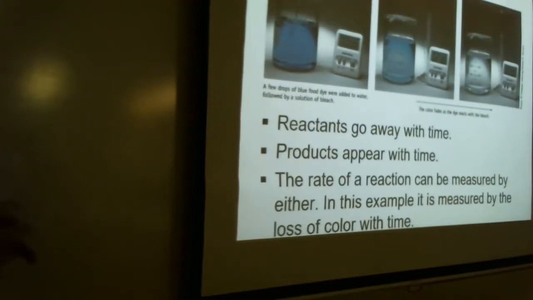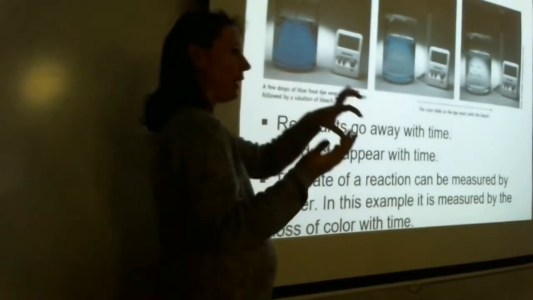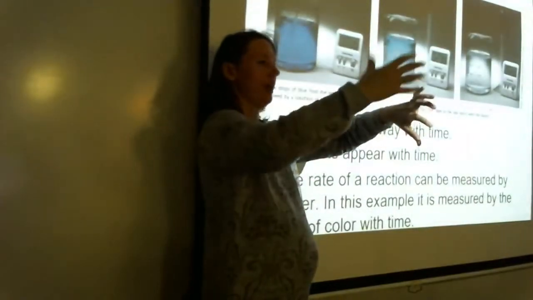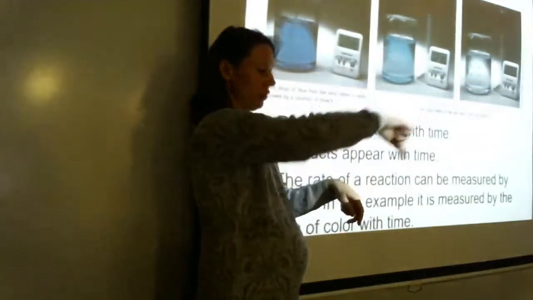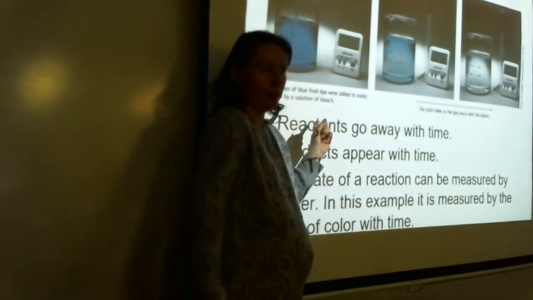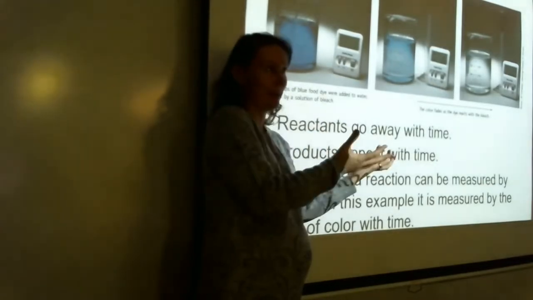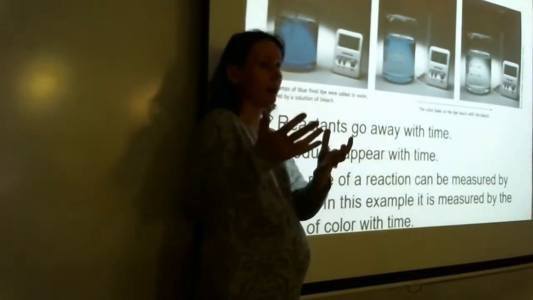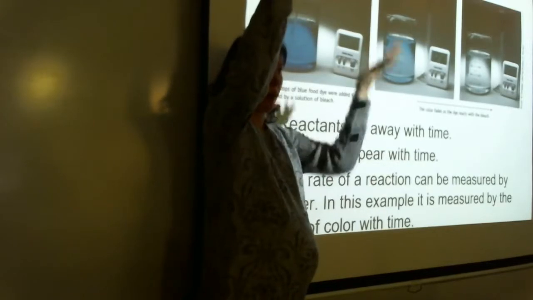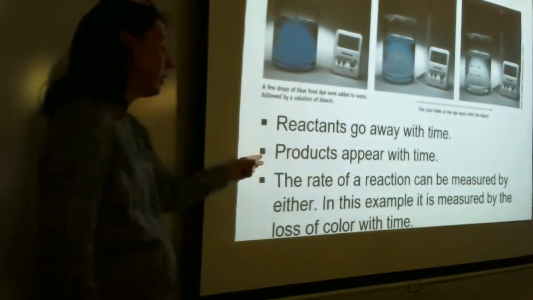All right, so let's talk about reaction rate. So what happens when I combine my two reactants, reactant A, reactant B, stir, stir, stir, right? The reactants are going to disappear over time. That just makes sense, because where are the products coming from? Well, the products are coming from the reactants. So if the amount of product is going up, then the amount of reactant has to be going down, right? Reactants go away with time, products appear with time.